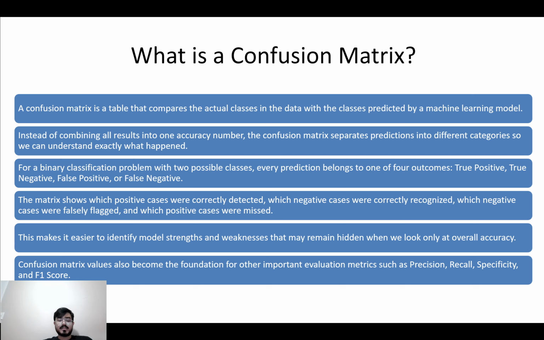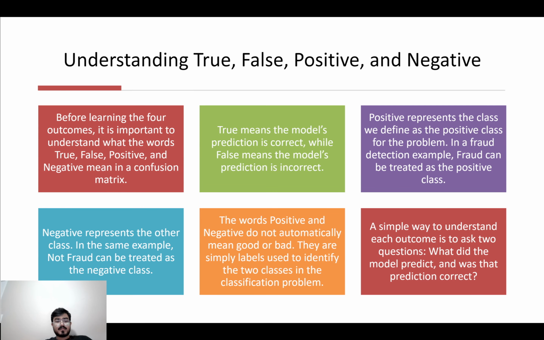So before learning these four outcomes, we first need to understand what the words true, false, positive, and negative actually mean, because they appear throughout the confusion matrix. Let's start with the first two terms. True simply means that the model prediction is correct. False means the model prediction is incorrect.